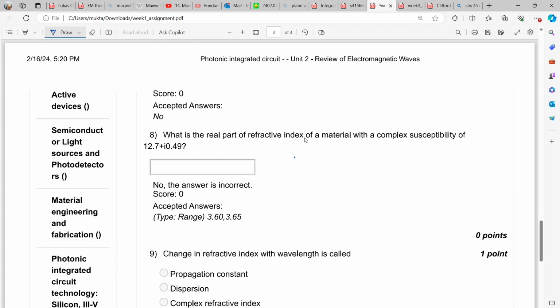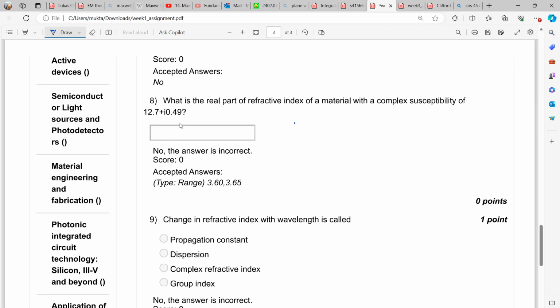What is the real part of the refractive index of a material with a complex susceptibility of so much? They have given us chi. Chi is 12.7 plus i times 0.49, so it's a complex number. Okay, so once we have chi, how do we find the refractive index?